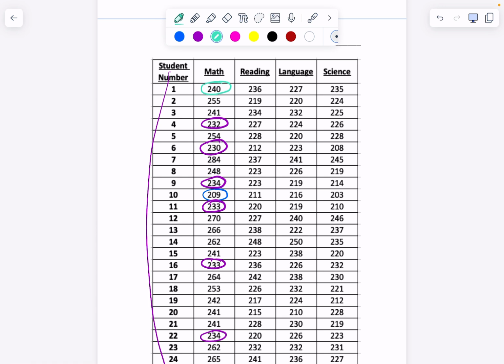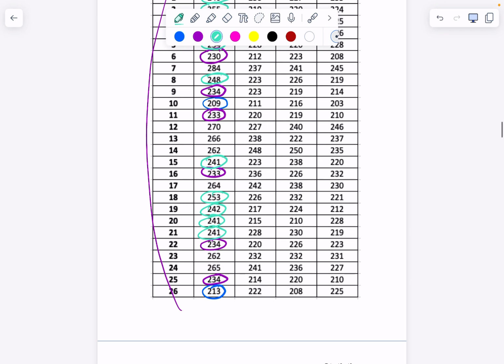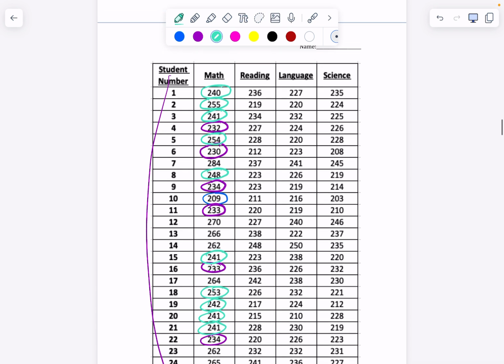Okay. Now we're going 240 to 259. This is a lot of them. I got 4, 5, 6, 7, 8, 9, 10. I got 10.